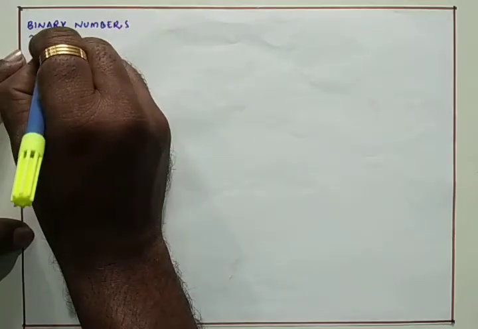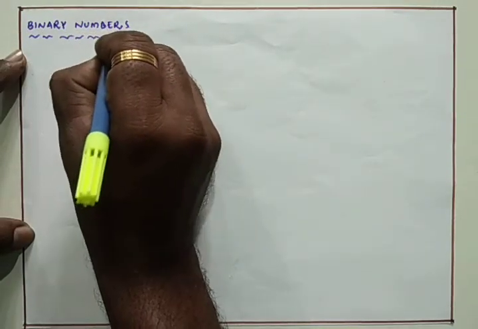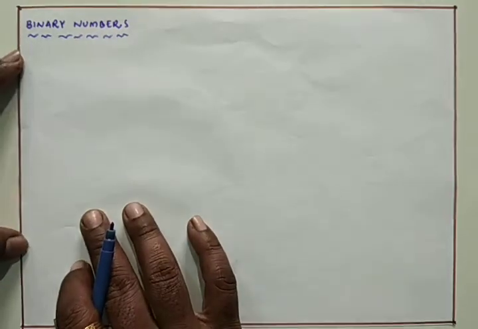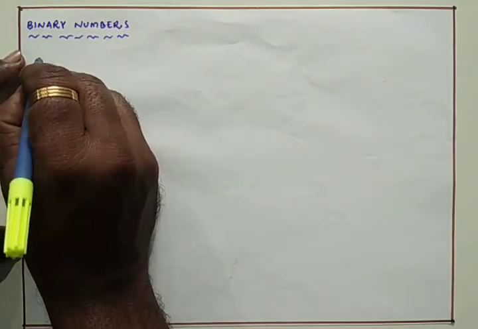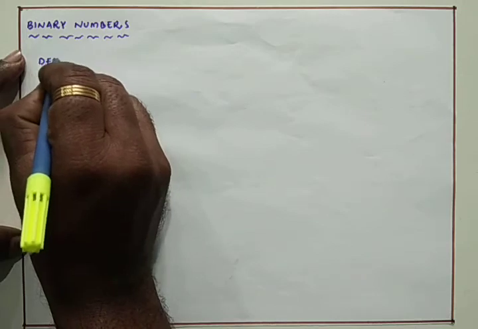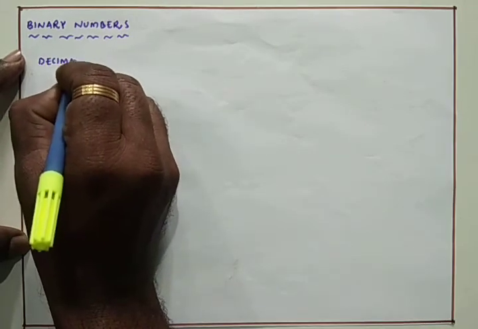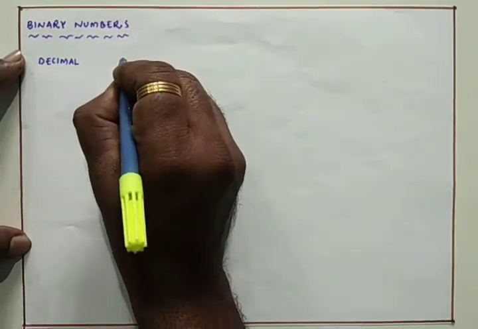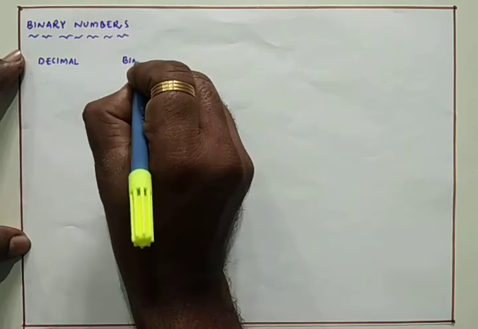We are all familiar with the number system called the decimal number system. So the first one is decimal. After that we have to find its equivalent binary number.